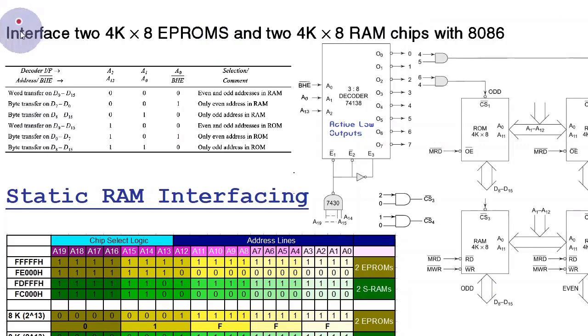So here the problem is to interface 4K cross 8 EPROMs. That means 2 ROMs we have purchased. Their size is 4K cross 8. So 4K cross 8 plus 4K cross 8 will become 8K cross 8. So when 2 ROMs are combined, the total memory location will be 8K cross 8. You already know that K is 2 raised to the power of 10 and 8 is 2 raised to the power of 3. So a total of 2 raised to the power of 13 address lines will be required for 2 4K cross 8 EPROMs. Is it clear to everybody?